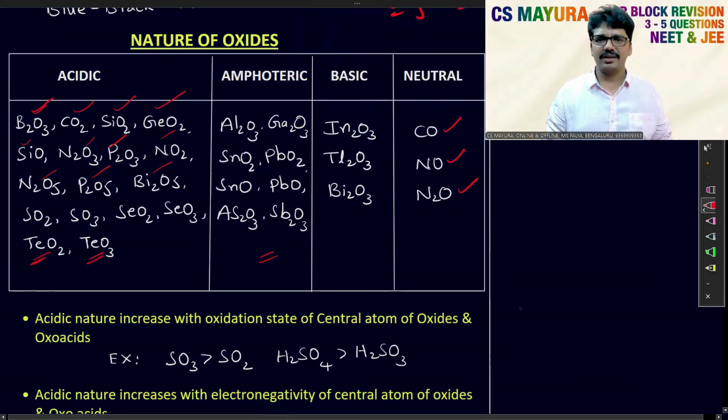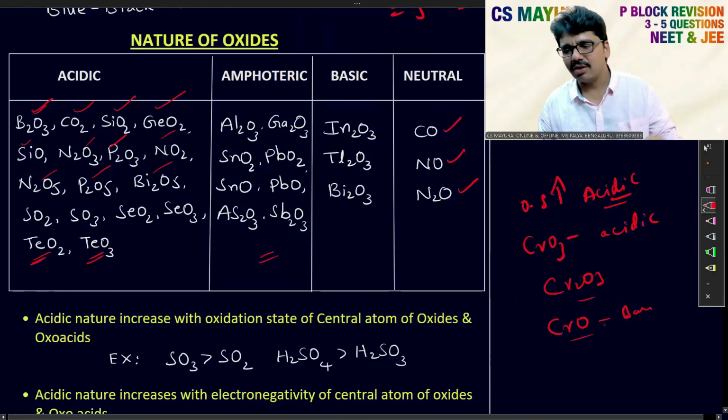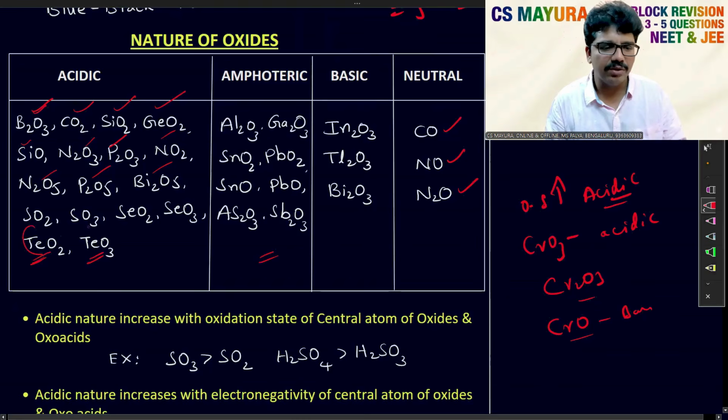Generally, tellurium has a metallic character. So metal oxides are basic oxides. But when oxidation state increases, even in the metal oxides, acidic character increases. In d block elements, transition metals, you will see CrO3, chromium trioxide is acidic. But Cr2O3 is amphoteric. And chromium monoxide is basic. So as the oxidation state increases, acidic character increases. Right? So because of that reason, TeO2 and TeO3 are acidic in nature.